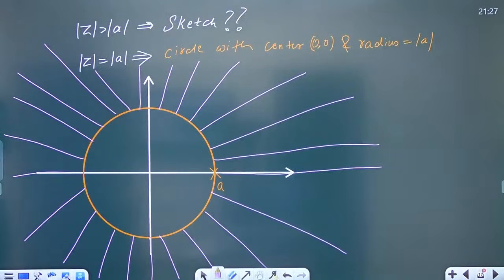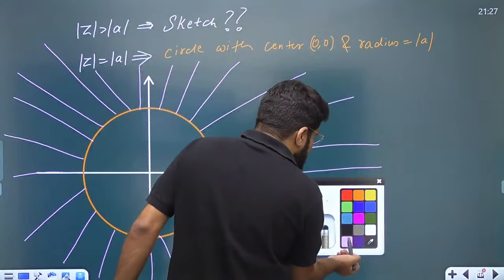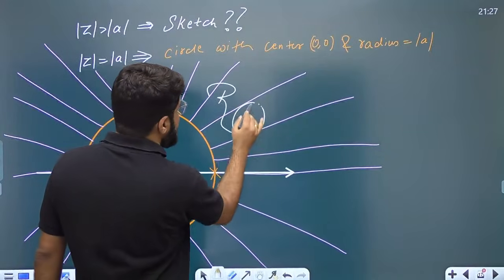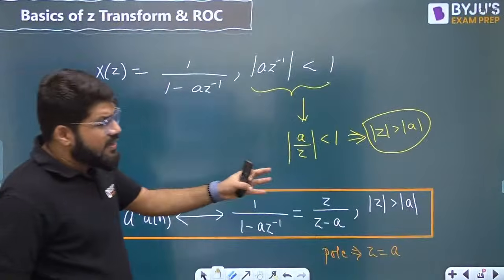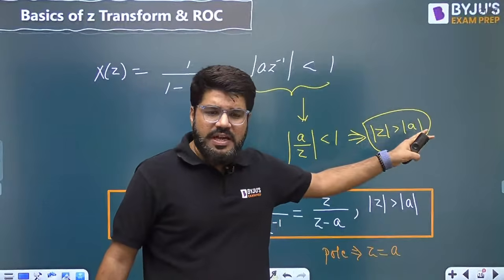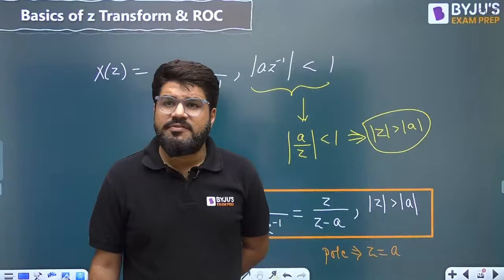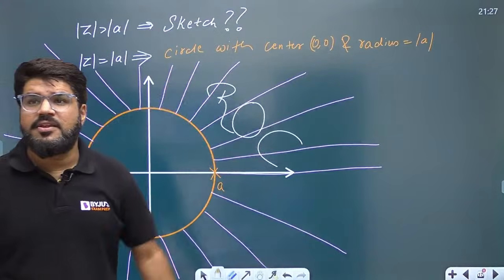I take the region which is simply known as the exterior of the circle, and this particular region, guys, is known as the ROC. I told you there are only specific values of Z which satisfy mod z greater than mod a, for which the Z transform is defined. When I sketch it, it comes out to be a region exterior of a circle.